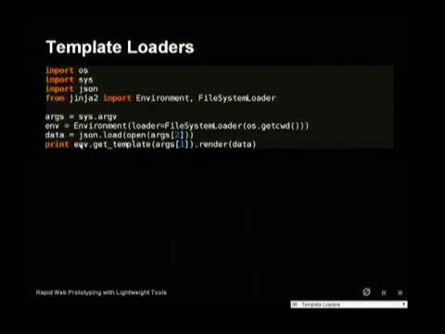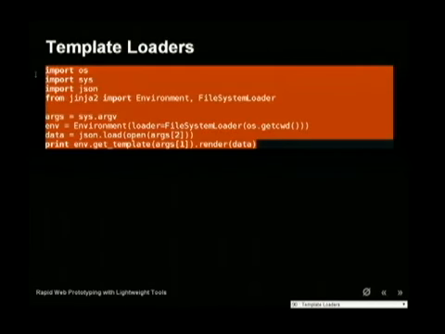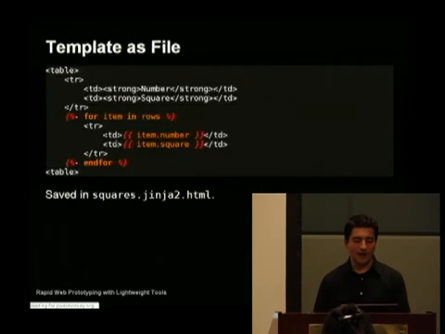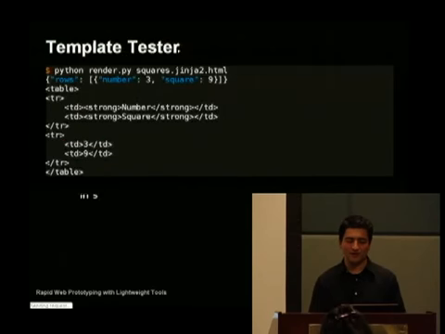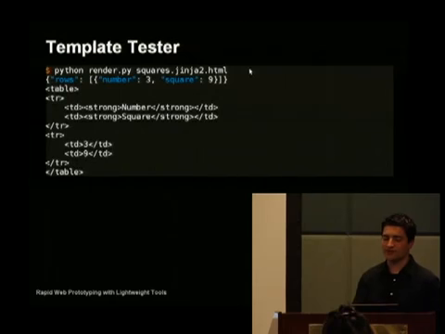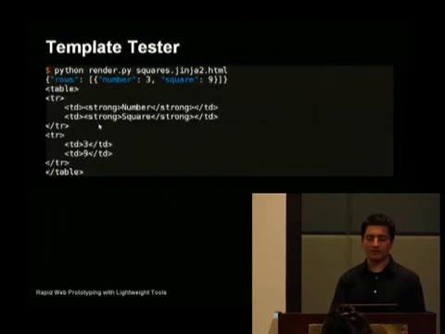So Jinja is really nice because it runs kind of standalone. You can even run it at the command line. This code here is an example of that, where essentially all it does is it loads a template off disk in your current working directory, and then loads a JSON file from disk also, and then renders output based on that. And so if you had a template file that looked like this, which is similar to my example from before, and you ran it with a JSON file that looked like this, and ran this command, which I actually have in the code base, render.py squares.jinja.html, then you would actually get the table with this output, right?